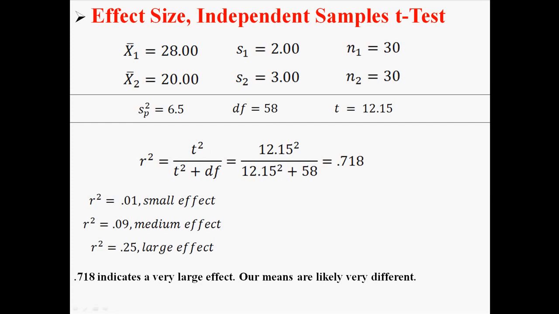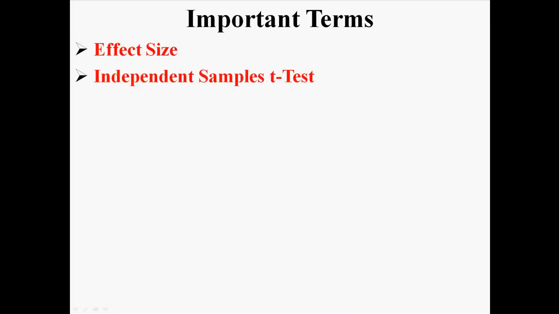Cohen's d and r should be relatively similar. R is really a measure of how much variance is shared between the conditions, and that's kind of an advanced topic, but just know that r squared is just like Cohen's d. It's a way of measuring effect size. And that is effect size for an independent samples t-test.